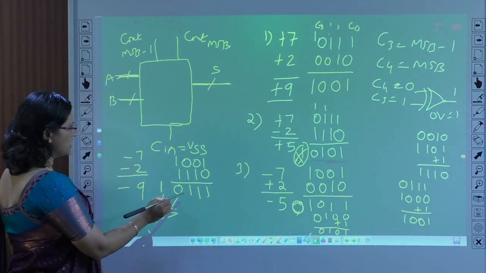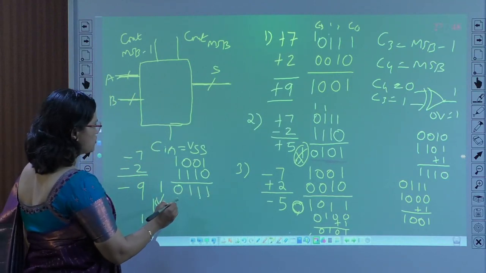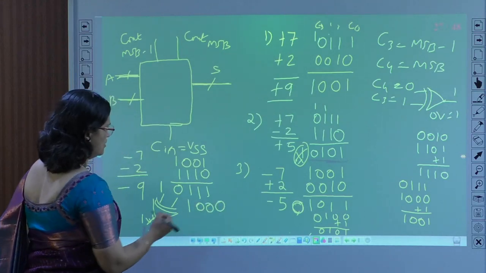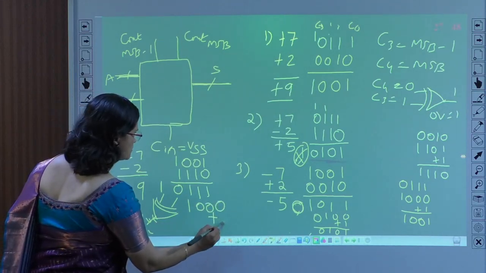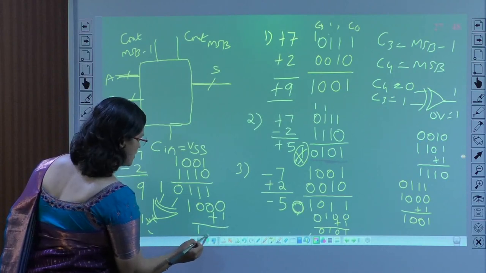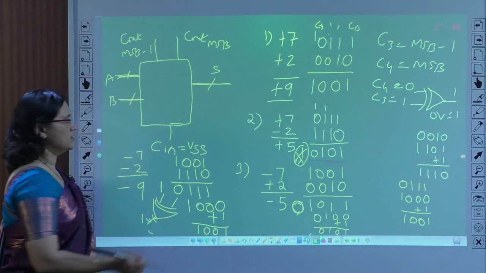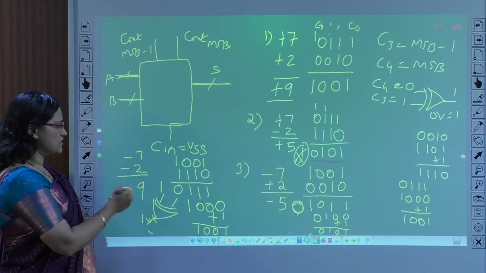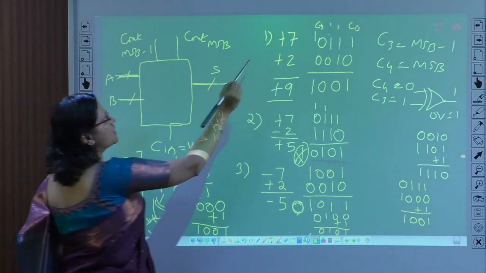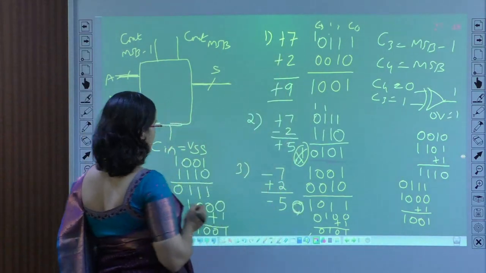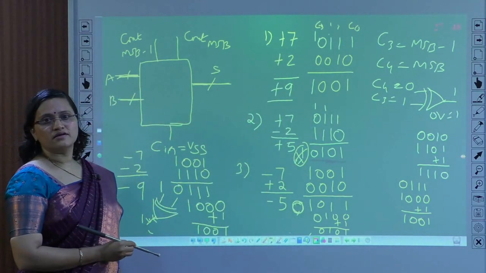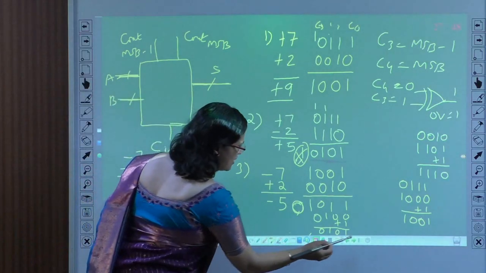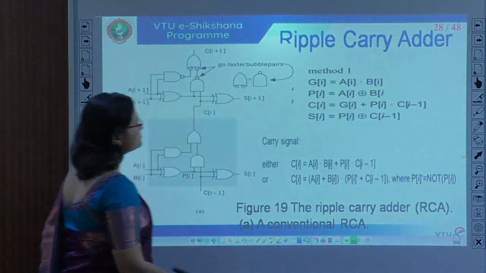Okay. So here you can see 0111. Once again, you can take the 1's complement, and then if you add plus 1, you get the answer as 1001. Okay. So here there is an overflow. Minus 7, minus 2, it is nothing but addition. It is minus 9. Again, plus 7, plus 2, here also we get the overflow as 1. Okay. So this is an example to detect the arithmetic overflow.